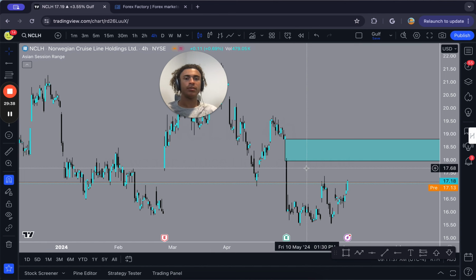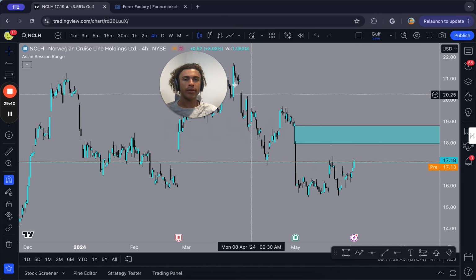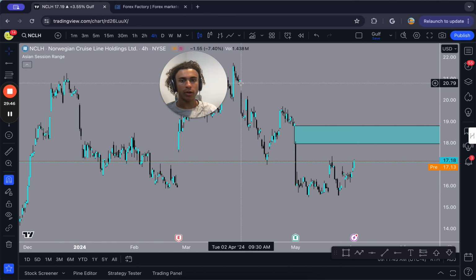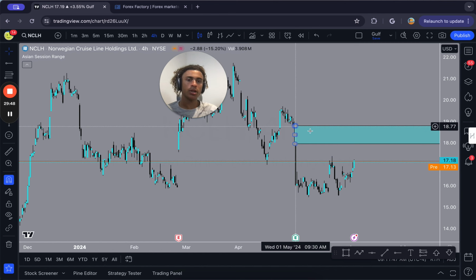I'll be looking for that with gaps, y'all. If you're asking how I did this, look at this, right? Where did price close on Monday right here? Where did it open on Tuesday? So where did price close, and where did it open? That's all you're looking for with gaps.